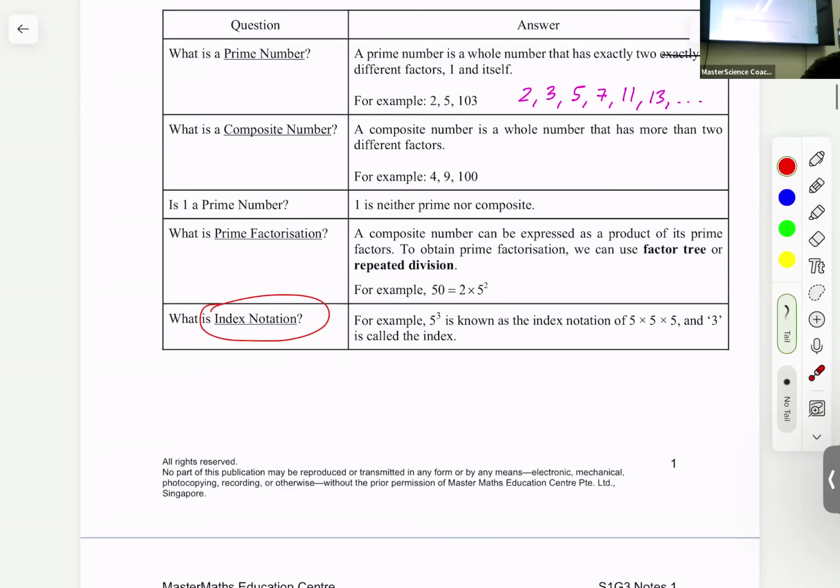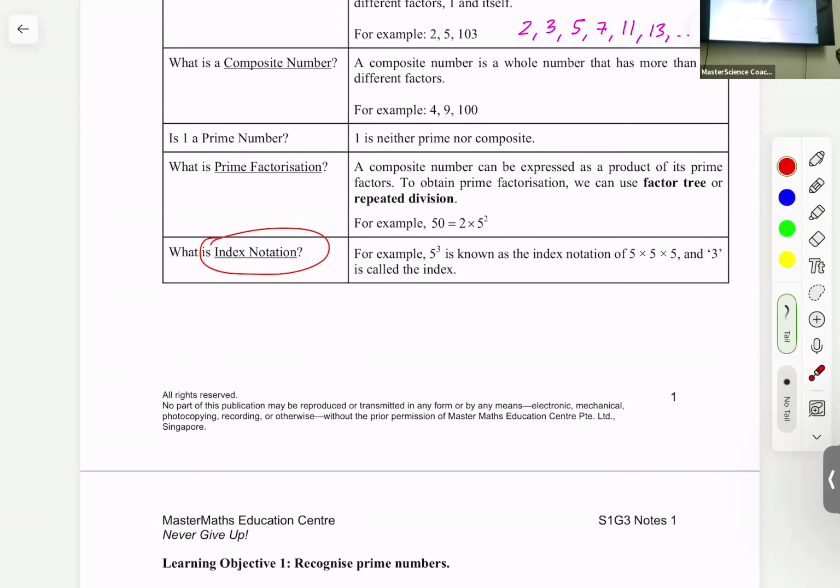Prime factorization is the process where you try to break down a composite number into its prime factors. Every composite number can be broken down into a bunch of prime numbers. Besides 2, all other prime numbers are odd. Very good observation. When you have a composite number, you can break it down into these prime factors. It's called prime factorization. To obtain it, we can use a factor tree or repeated division. These are the 2 methods that you use in prime factorization.